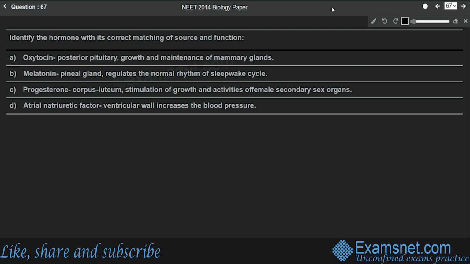Question number 67 is from the chapter Chemical Coordination and Integration, and the question is identify the hormone with its correct matching of source and function. So the first hormone is oxytocin. Its source is posterior pituitary and the function is growth and maintenance of mammary gland. So oxytocin is actually produced by the hypothalamus, but it is stored in the posterior pituitary and released by the posterior pituitary.